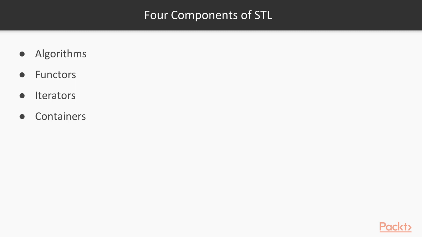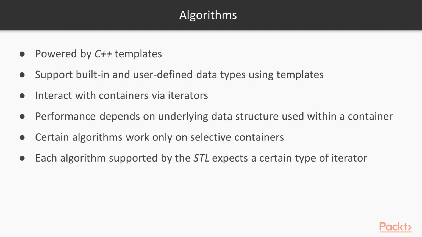To get better performance, the STL avoids dynamic polymorphism, saying goodbye to virtual functions. Broadly, the STL has four components: algorithms, functors, iterators, containers. Let's understand the major components of STL one by one to get a good grasp of the STL conceptually. First, we will learn about algorithms.